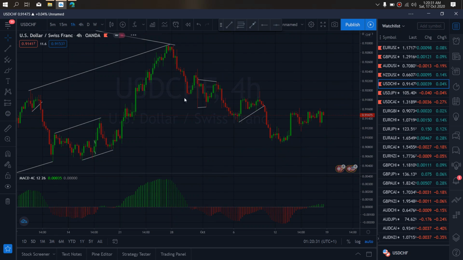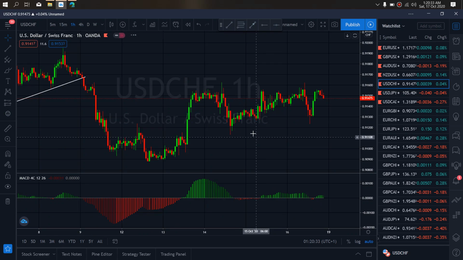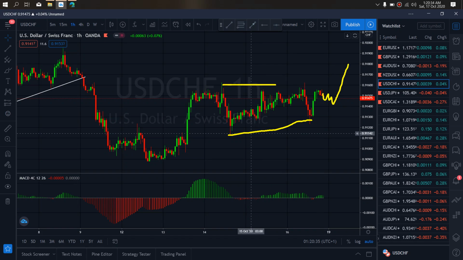If we zoom to the 1-hour time frame this week on the dollar sweep, I think this is already complete. So watch this correction for that climb that is coming before they reverse.